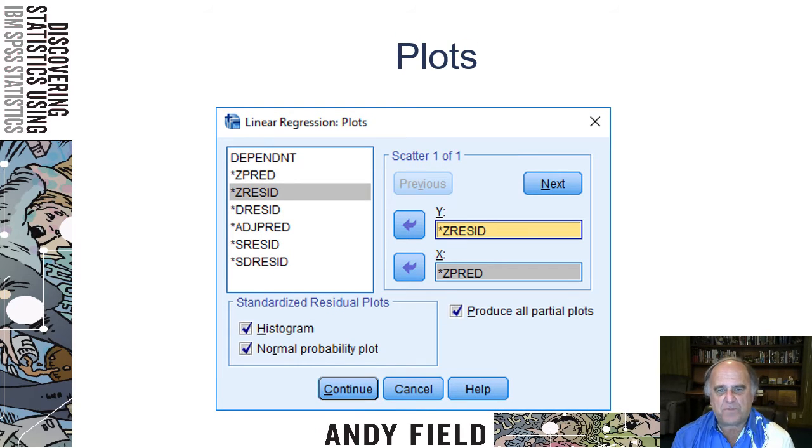And then he also wants to get plots. Remember, he said that he likes to look at the plots of residuals as Y, standardized residuals as Y values, and standardized predicted values as X values. So we look at Z predicted as the X value, Z residual as the Y value. And we tell it we want to produce all partial plots. We want the histogram, and we want the normal probability plot. Okay, and then we can hit continue again.